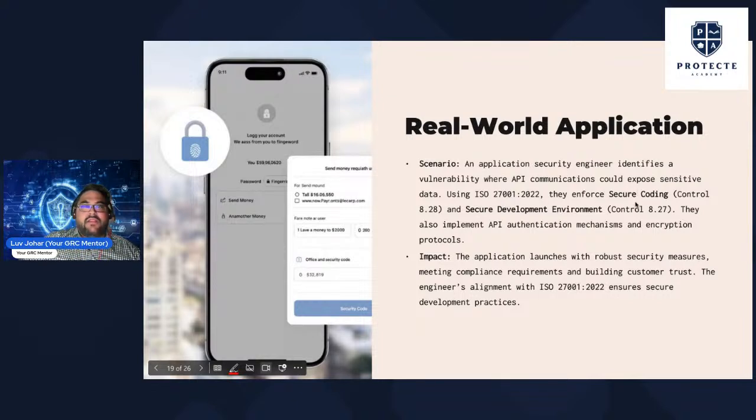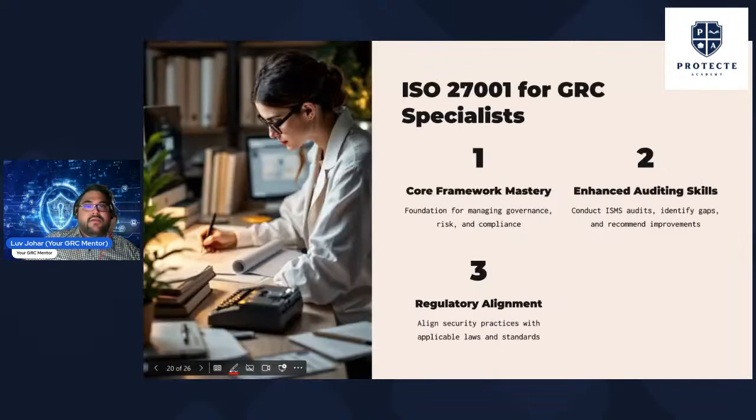Okay, so here you actually enforce secure coding and a secure development environment. Okay, and you basically implement API authentication methods so that anything bad should not happen. Okay, by following these frameworks, you are basically ready with all the robust security measures in your application, right? So this is the most important aspect for a GRC specialist.